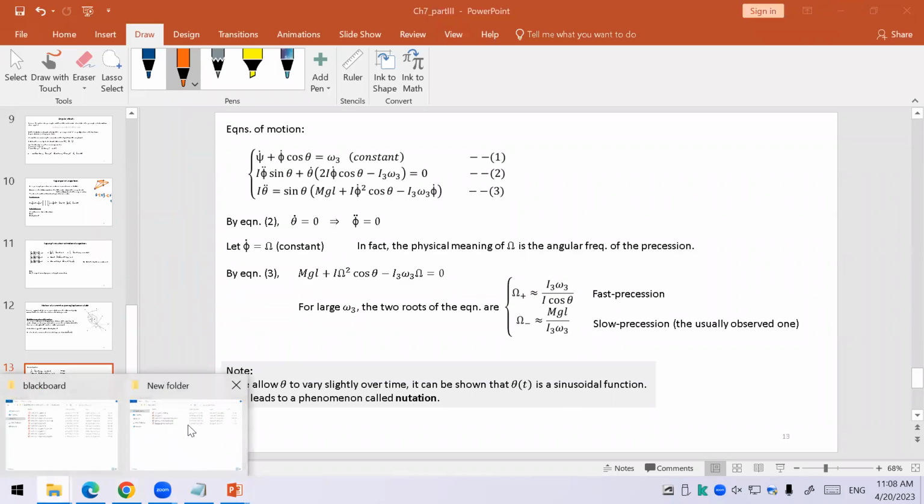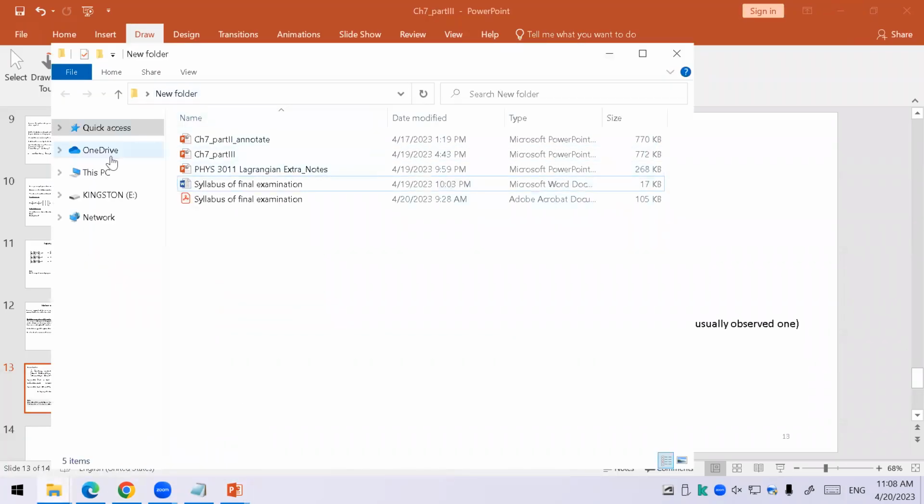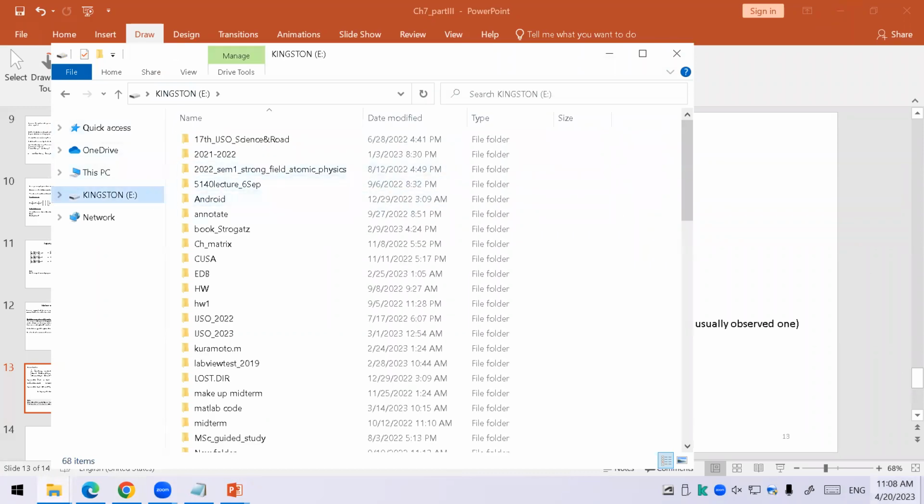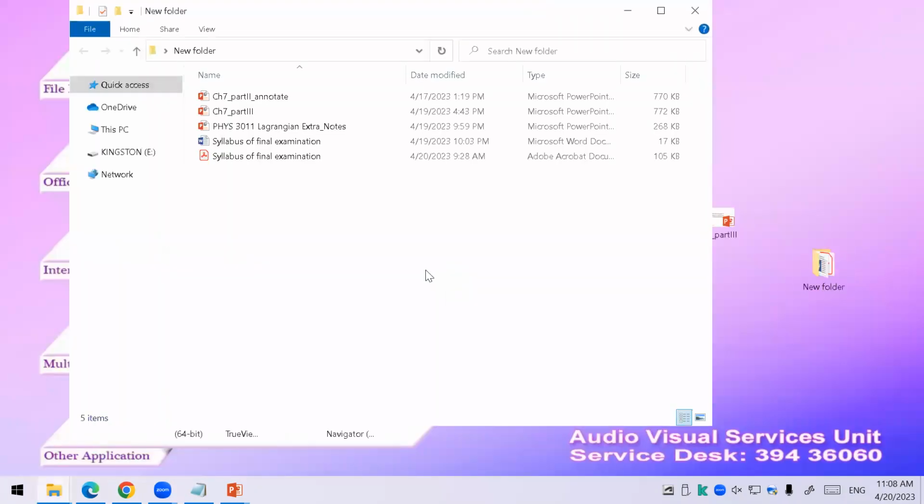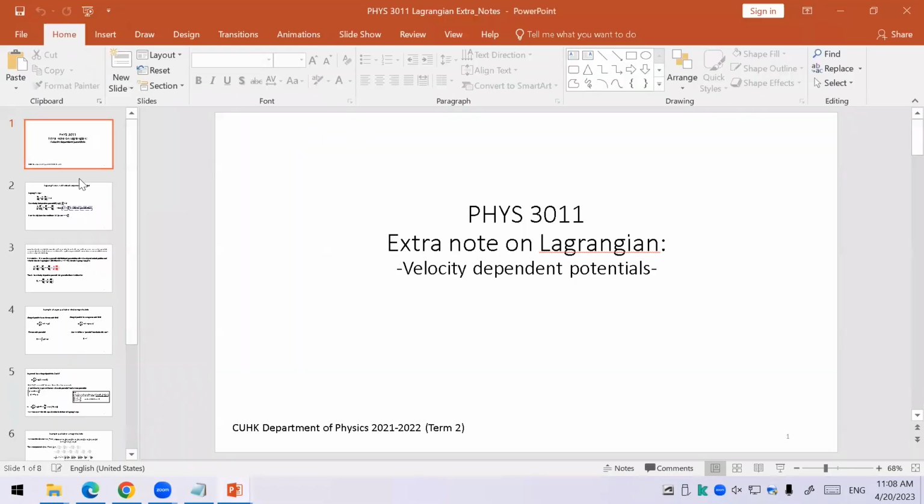I want to briefly mention, since I only have 5-10 minutes left, one question that one of you asked me earlier in the semester: what if I consider some force that cannot be expressed in terms of the potential energy that we are familiar with? The example we can think of is the magnetic field.